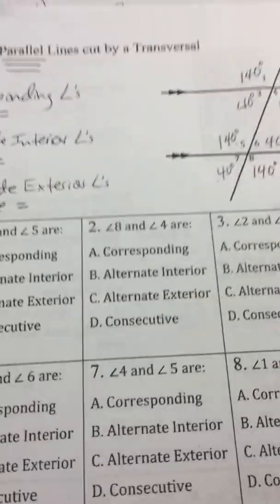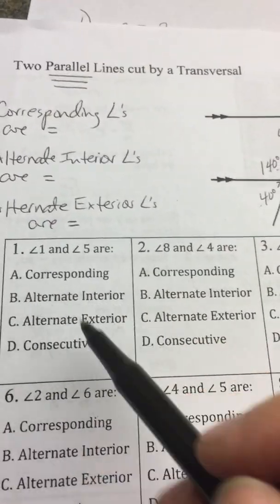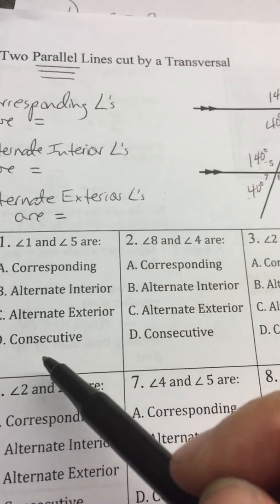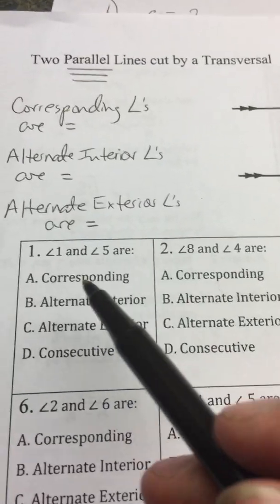All right. So based on that, we're going to go answer the questions down here. Angle 1 and angle 5, we want to know what they're called. Are they corresponding, alternate interior, alternate exterior, or consecutive? And consecutive means that they're supplemental. They share a common side. They add up to 180 degrees.